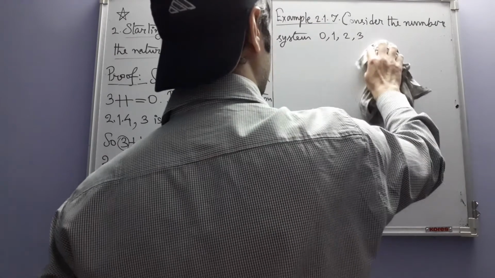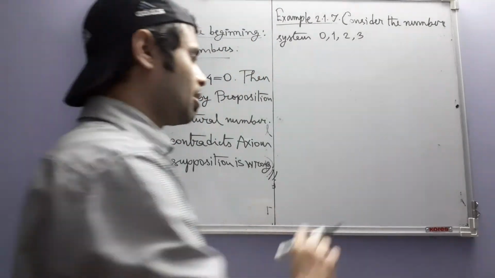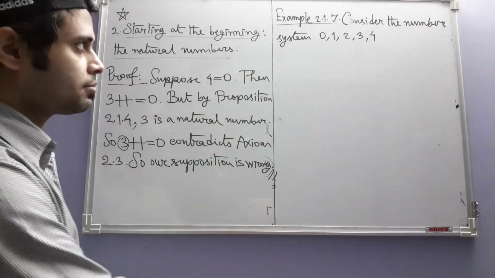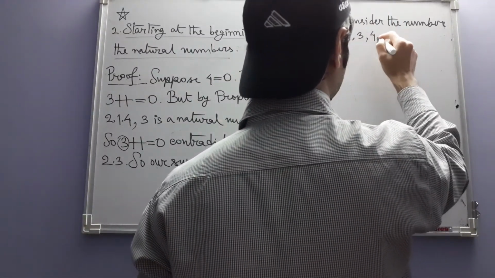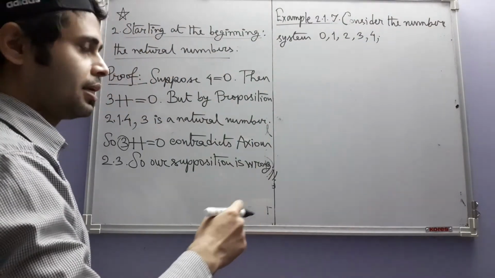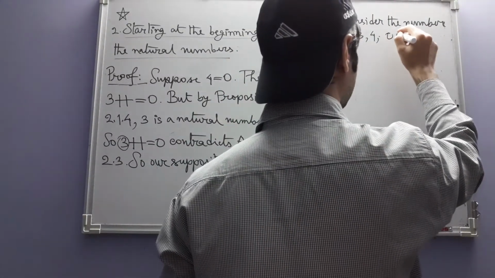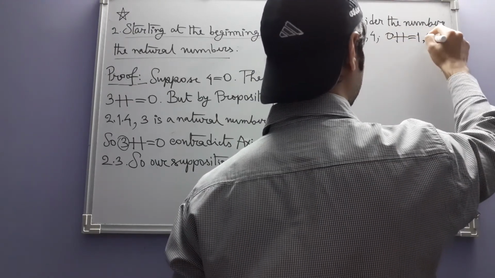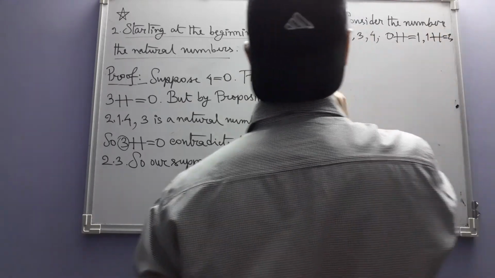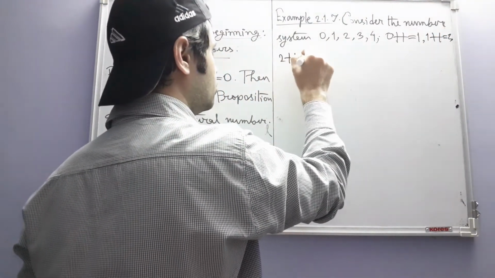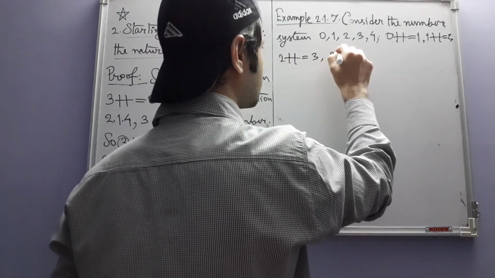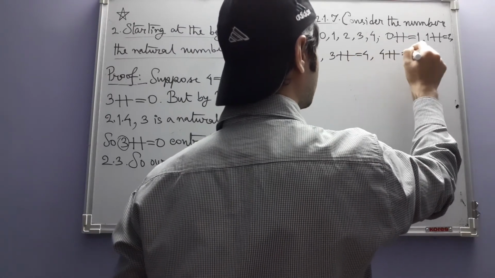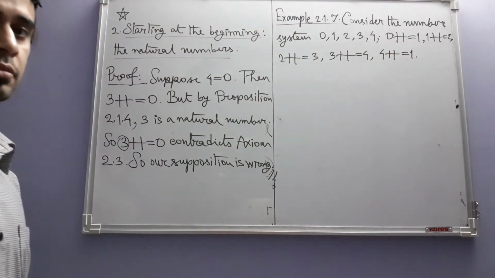Suppose I decide to include one more thing. Consider the number system. Now I have to say what the incrementation operation does. The first few will be as usual. Successor of 0 is 1, successor of 1 is 2, successor of 2 is 3, successor of 3 is 4, but successor of 4 is 1.